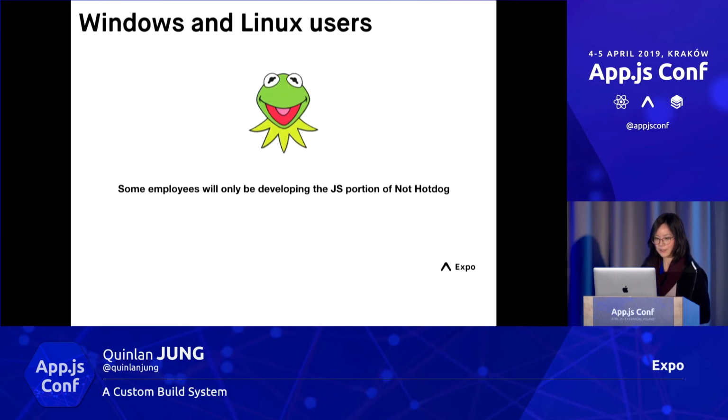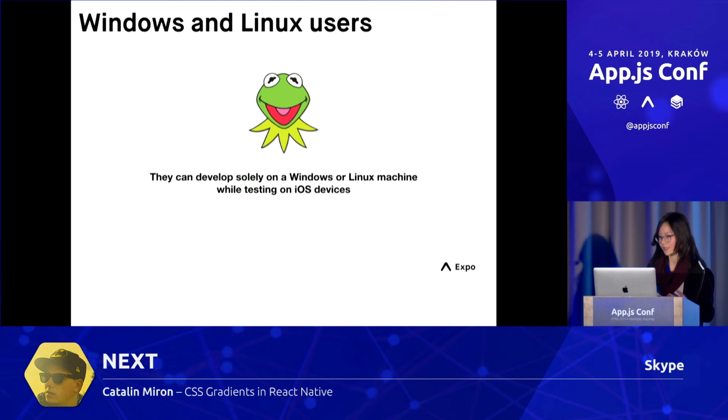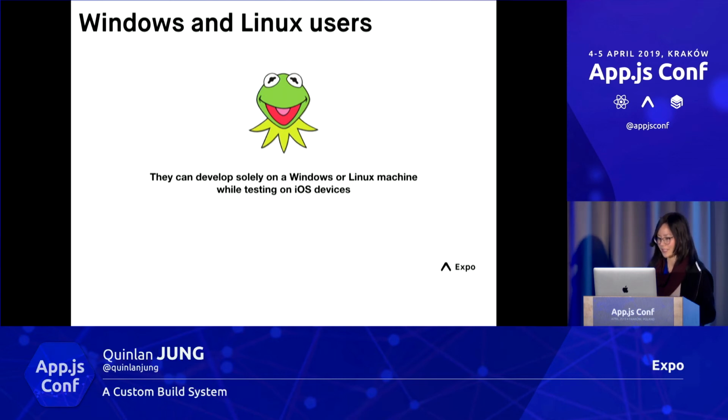All right, so first of all, let's talk about Windows and Linux users. Some employees that you hire will only be developing the JavaScript portion of Not Hot Dog. And notice that before, it was a requirement that they needed to have a MacBook or OS X machine, because in order to test on an iOS device, you needed to run Xcode, and that's only available on OS X. But now that we're building the development client on our servers, you can hire people with Windows or Linux machines, and they'll be able to test on iOS devices.